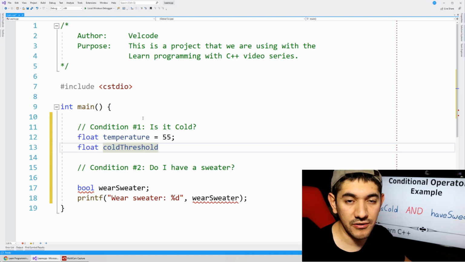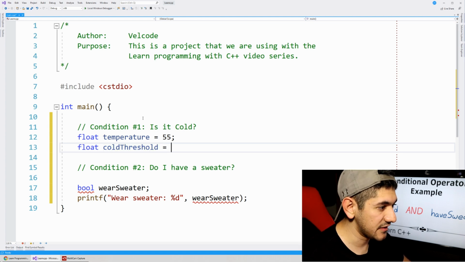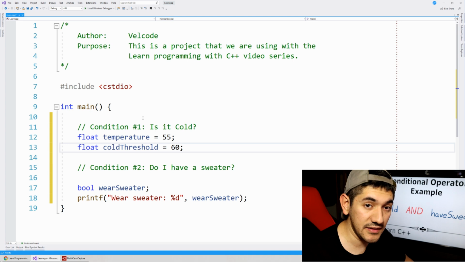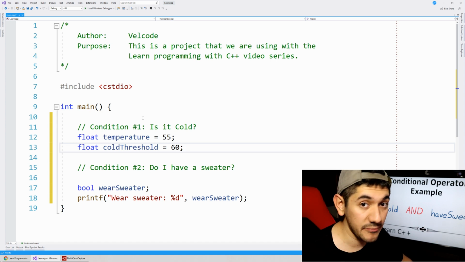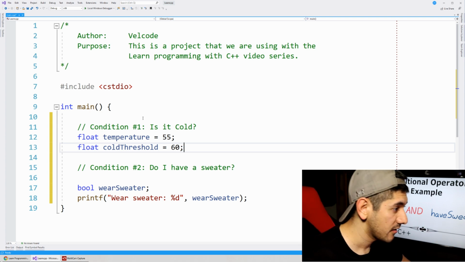If it's above that, I will consider it not cold. So let's just say that it's at 60 degrees, right? So anything below 60 degrees, I consider cold. Anything that is 60 or higher, I don't consider cold. Again, you can pick another value just to make it more fun, right?